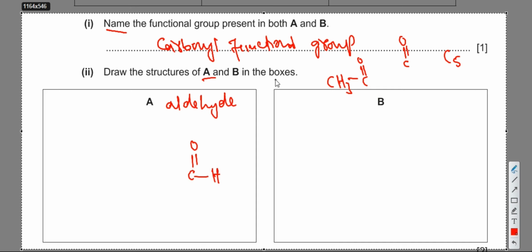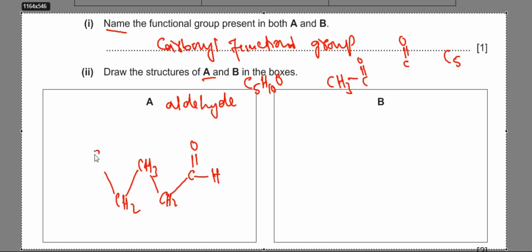Secondly, he says that the molecular formula is C5H10O. Now confirm how many carbon atoms we have: 1, 2, this is CH2, then CH2 again. How many? 1, 2, 3, 4 and 5. So this should be the structural formula of A.